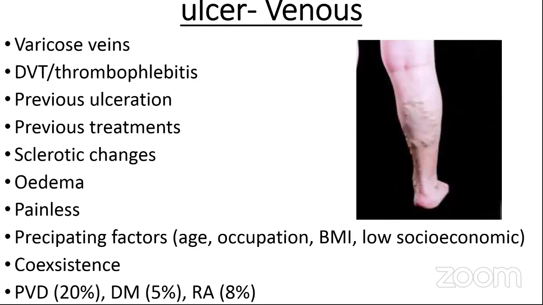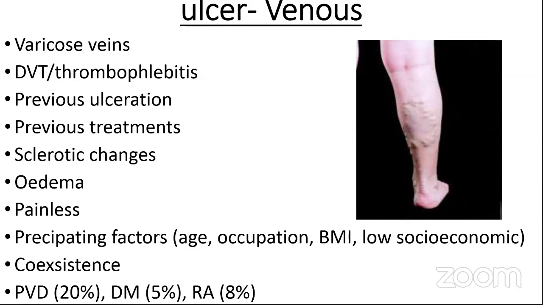Now, a little more in detail about the venous ulcer. Venous ulcers develop in the leg, usually due to chronic venous insufficiency. That means the veins or the venous system is not functioning properly. Ulcers can be due to varicose veins, deep venous thrombosis or thrombophlebitis, previous ulceration, previous treatments, sclerotic changes, edema, and these ulcers are painless.